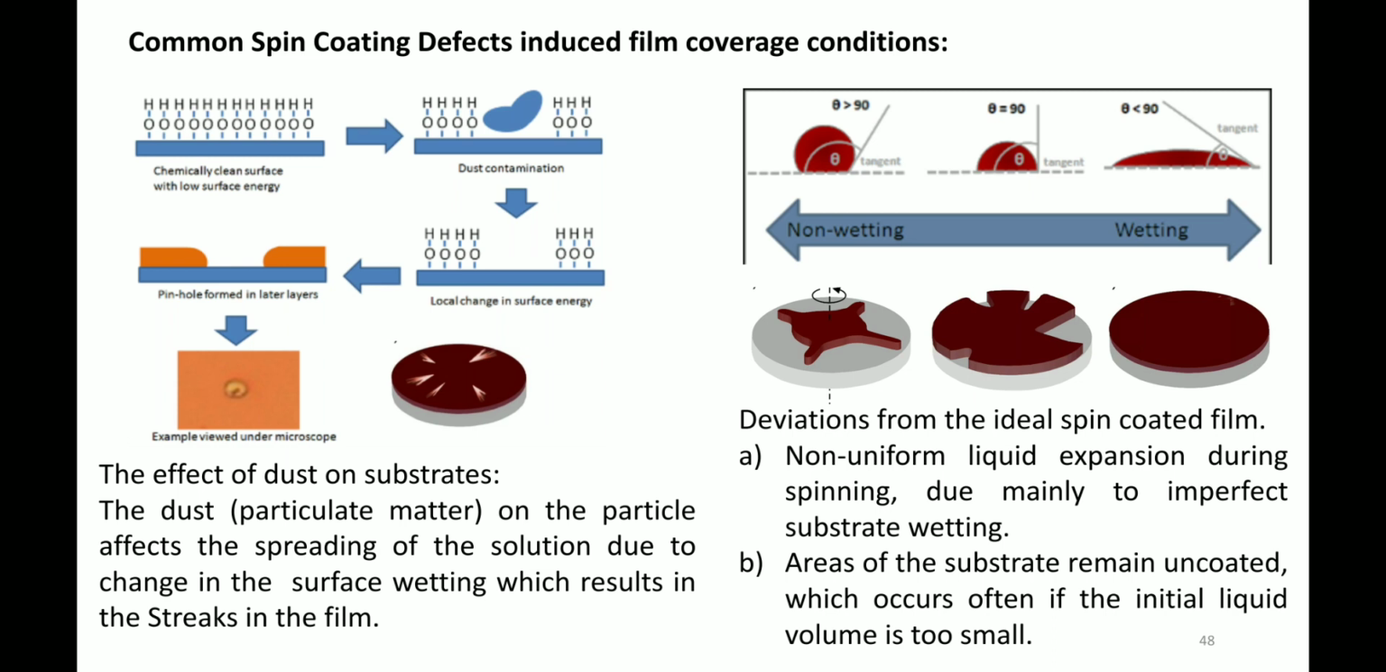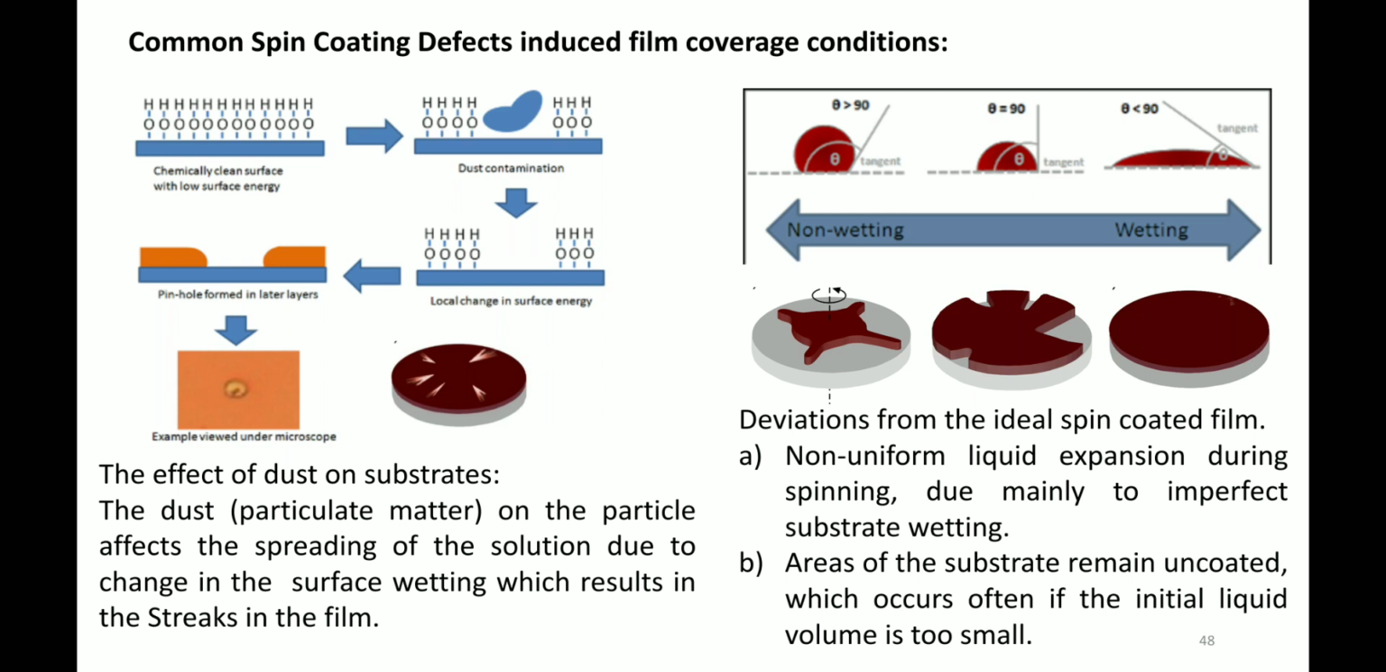Non-uniform liquid expansion during spinning is due mainly to imperfect substrate wetting. If your substrate is not properly wetting, in some regions it is hydrophilic and in some regions it is hydrophobic, then that kind of substrate will give you a non-uniform thin film.